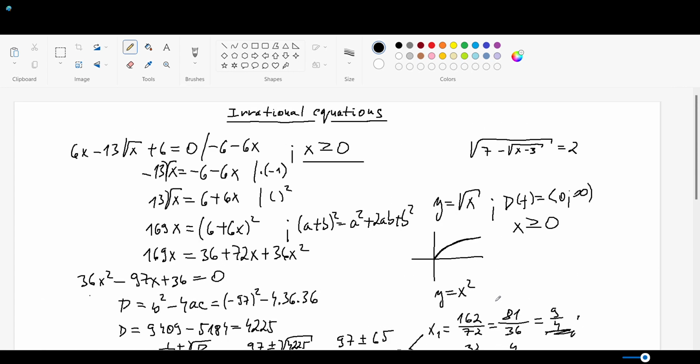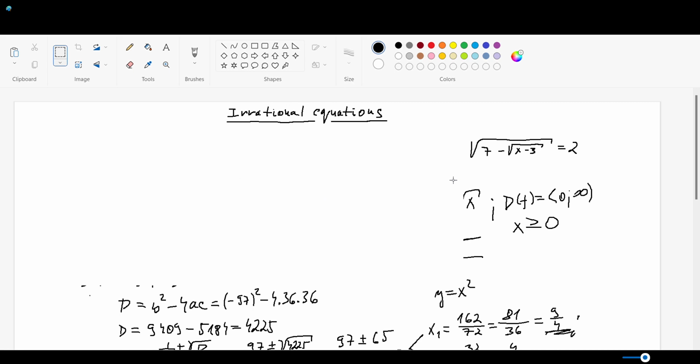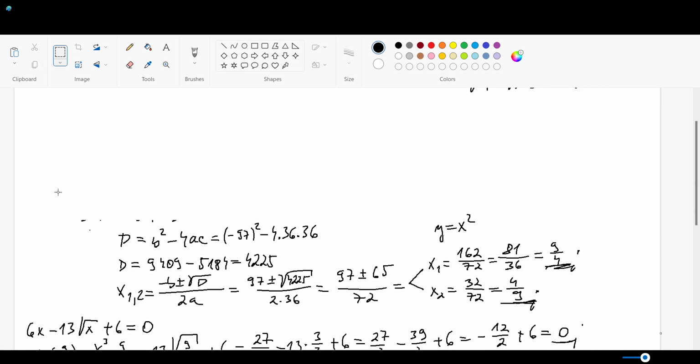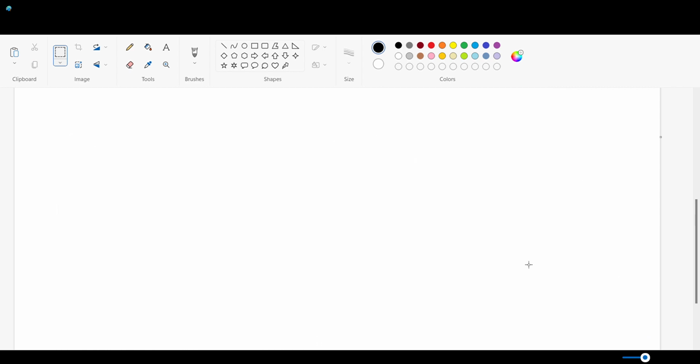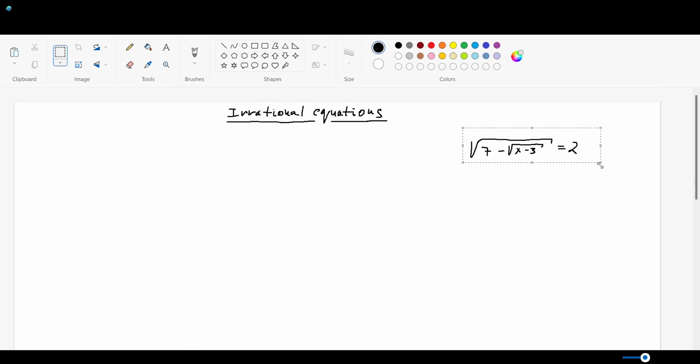Now let's have a look at the second one. Okay, so let me make a lot of space here. Let me take this equation and let's have a look at this one.